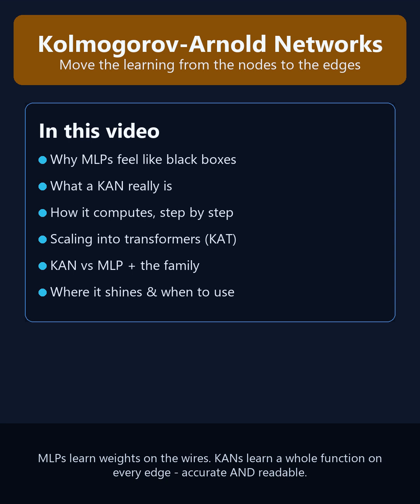For decades, one design has dominated deep learning, the multi-layer perceptron, or MLP. It puts fixed activation functions on the neurons and learns the weights on the connections. Kolmogorov-Arnold Networks, or KAN, flip that around. In this video: why MLPs feel like black boxes, what a KAN really is, how it computes, how it scales into transformers, how it compares, where it shines, and when to reach for it.